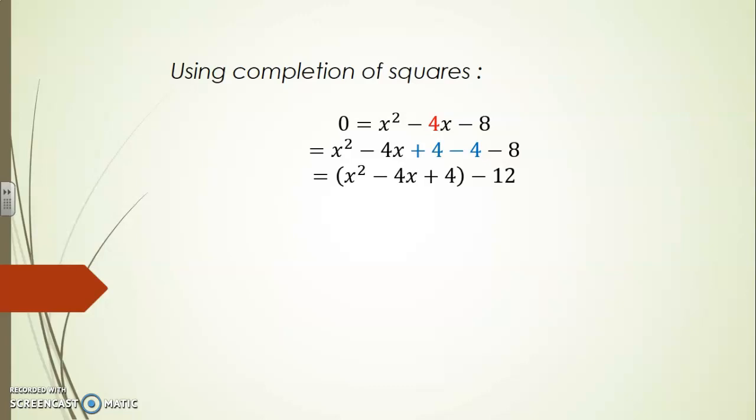Now we'll join the first three terms together and express it as a perfect square. -4 and -8 are regrouped to form -12. And here we go, we've got x minus 2 squared, which in expanded version would reproduce the x squared minus 4x plus 4 we had previously.